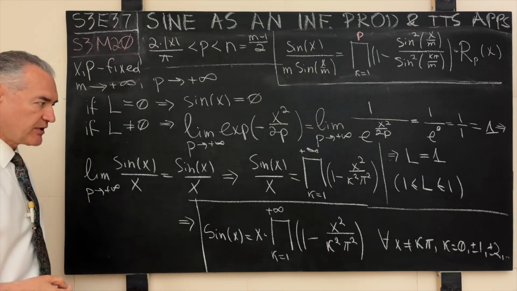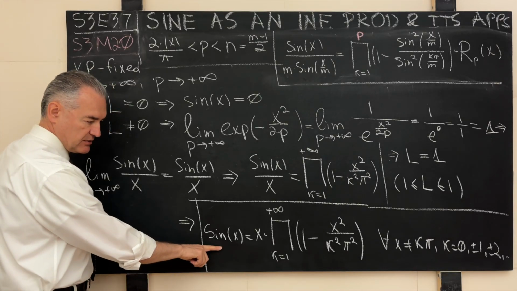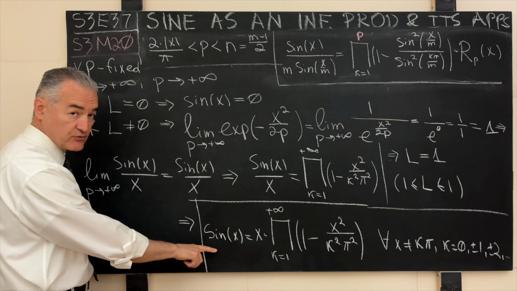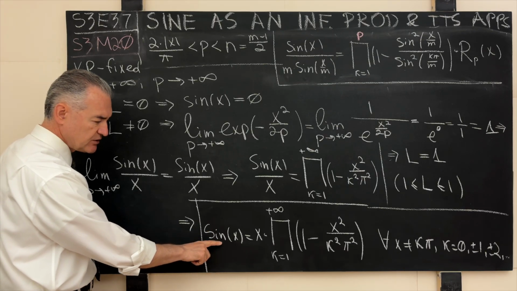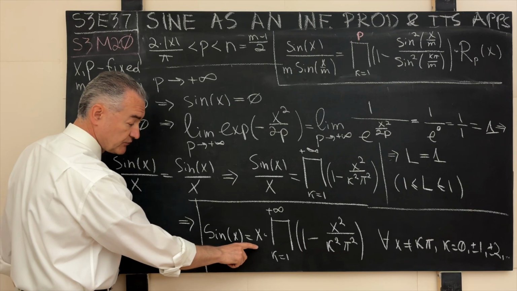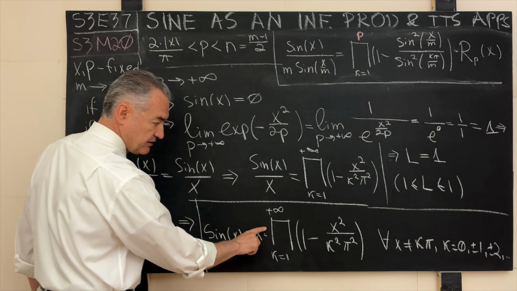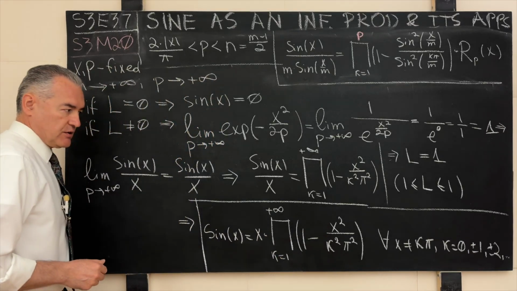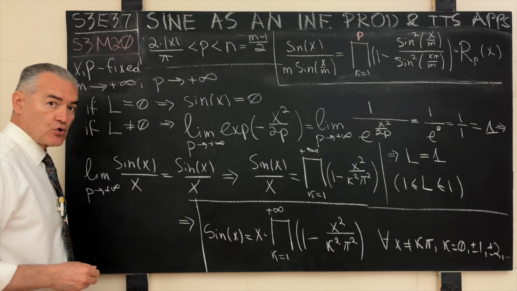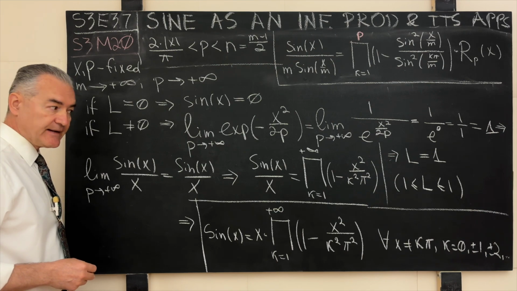That relationship can be rewritten as shown over here in the original form that I presented at the beginning of this episode. Sine of x is represented as the product of the argument x and the infinite product shown over here. This is our result that holds true for all real x that are not integral multiples of pi.